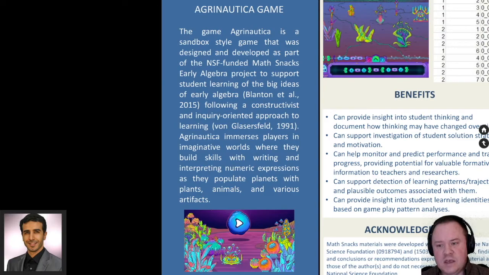And in this game, players are immersed in imaginative worlds where they write numeric expressions, and based on the structure of that expression, they get to populate different planets with animals and artifacts and plants. And so it really is a sandbox-style game.